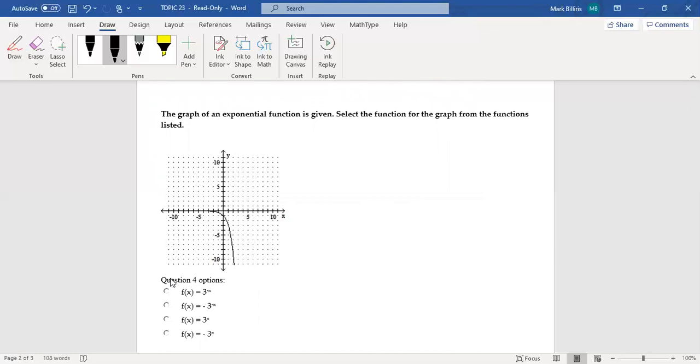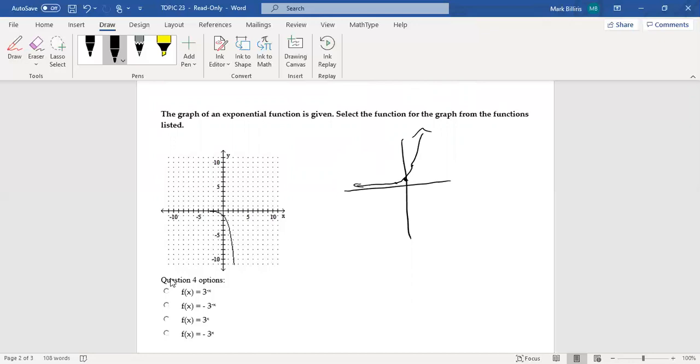The minus in front doesn't mean that's our base. That has to do with our reflection. So we know our parent function is an exponential growth function. It goes through (0, 1), (1, 3), and (-1, 1/3). So this is our parent function. So look what's happened to this parent function. Our graph has flipped over.